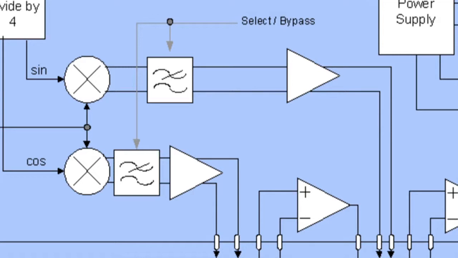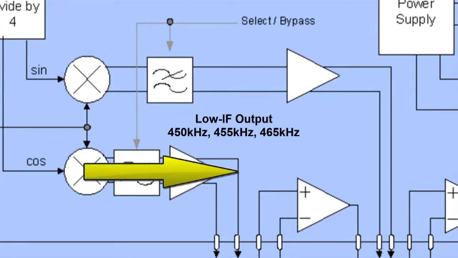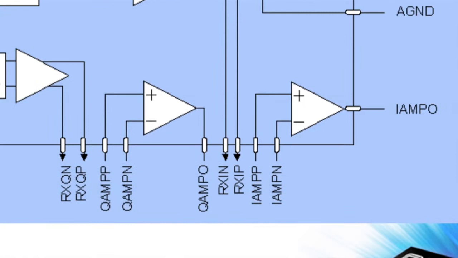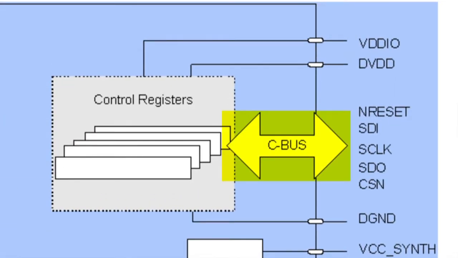A low IF output of 450 kHz, 455 kHz, or 465 kHz is easily achieved by using one branch of the IQ demodulator. Uncommitted amplifiers are available on chip to perform signal conditioning and differential to single-ended conversion. And the microcontroller communicates with the device using a simple 4-wire interface.